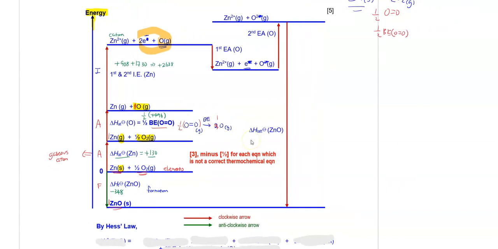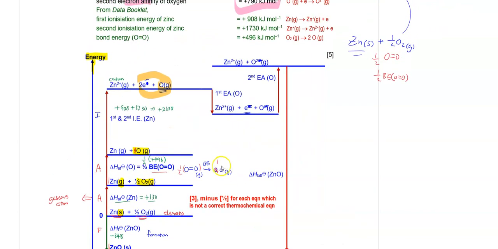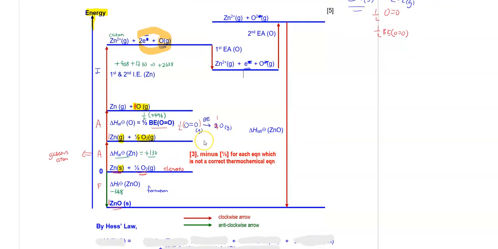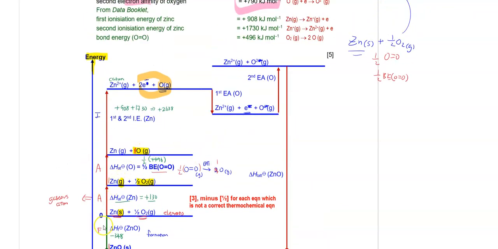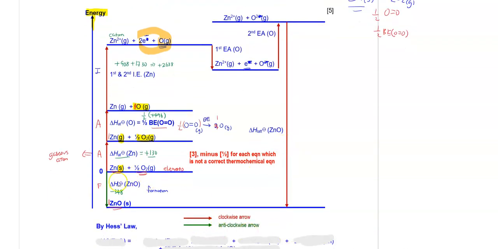Okay, any mistakes or any equations that's not correct, I will penalize you once each. In this case, the brown arrows are all the clockwise arrows, whereas the green formation arrow is the only anti-clockwise arrow. So again, the acronym, right?